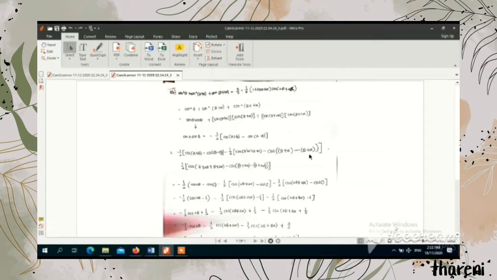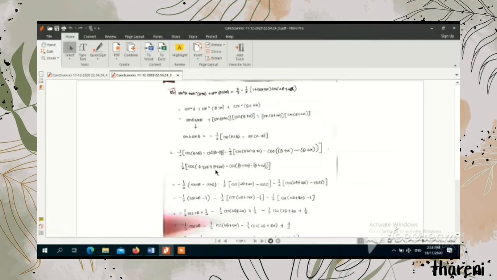And then we simplify this equation. Negative 1 over 2 cos theta plus theta will become cos 2 theta, and theta minus theta will become cos 0. Then theta plus alpha plus theta plus alpha will become 2 theta plus 2 alpha, and theta minus theta is 0 and alpha minus alpha is also 0, so cos 0. Then theta plus theta is 2 theta, and 2 alpha plus 2 alpha is 4 alpha, and theta minus theta is 0, and 2 alpha minus 2 alpha is also 0.